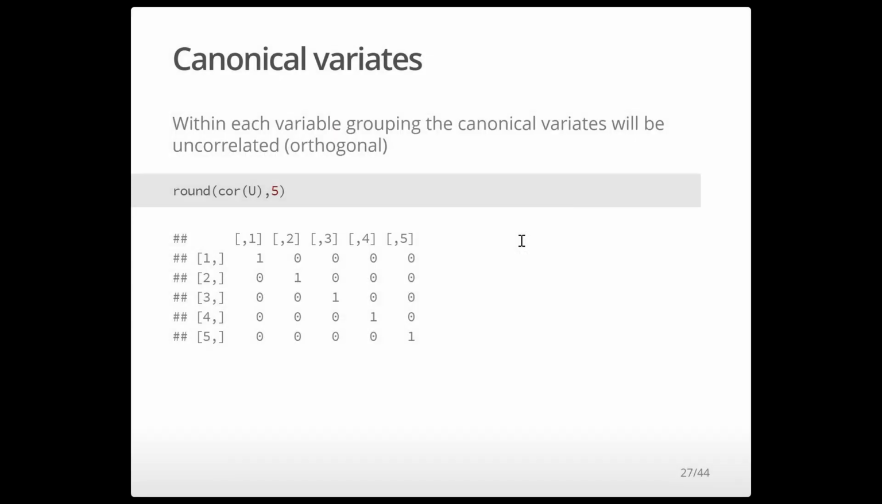Within each variable grouping, for example the correlations within all of the x-based canonical variates, which I named u, are all going to be 0 off the diagonal, and the variances are all going to be 1, which means the standard deviations will also be 1. We see that off the diagonal, the first canonical variate of x is uncorrelated with the second, third, fourth, and fifth canonical variates of x. So these are orthogonal variates. That's one of the definitions of them.